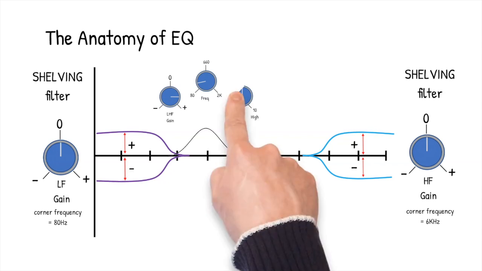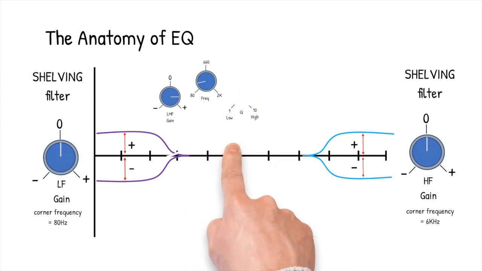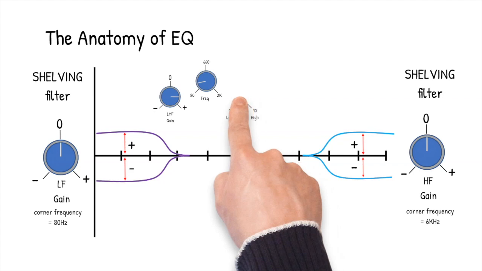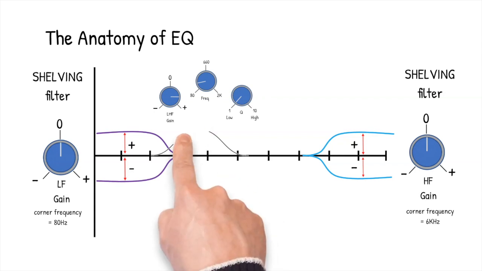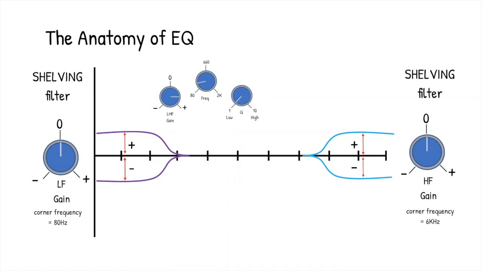Each setting has an associated number. For most EQs in DAWs, the highest number is 10 and the lowest 0.1, but anything below about 2 can be considered low Q and therefore wide, and anything above the number 2 is high and therefore narrow.